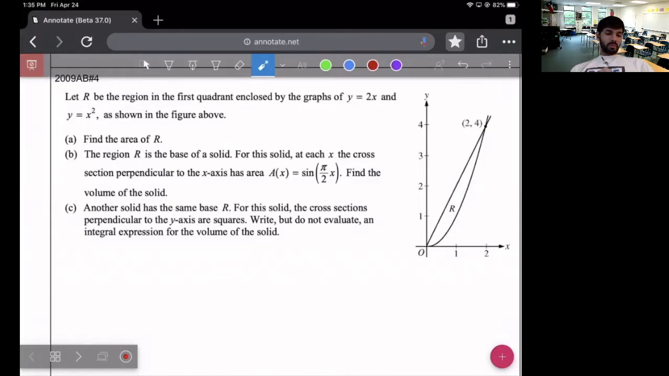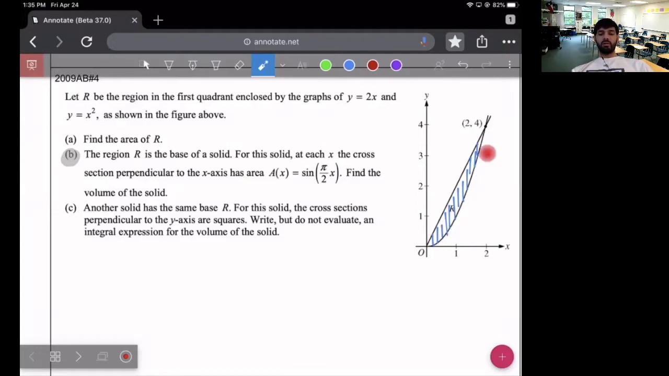Okay, on this problem, I want to focus on part B because this part is asking us about cross sections. So the first thing we need to identify is what are the cross sections perpendicular to? They're perpendicular to the x-axis. So that means that I want to draw my lines inside of this region perpendicular to the x-axis like that. The x-axis goes horizontally, so perpendicular would be vertically oriented lines. So my cross sections look like this.